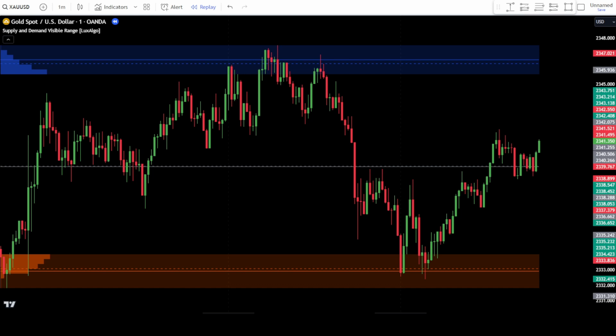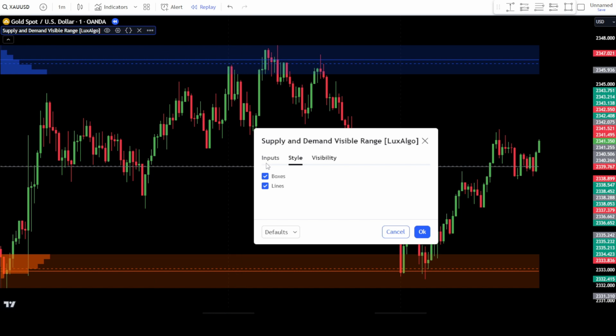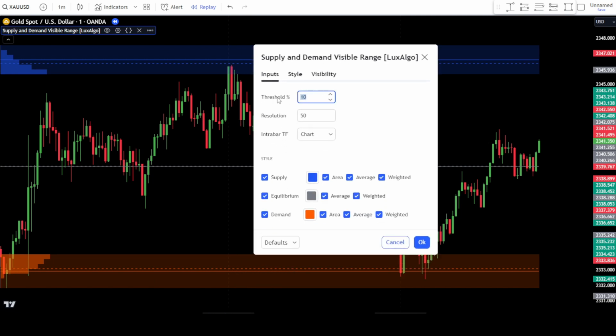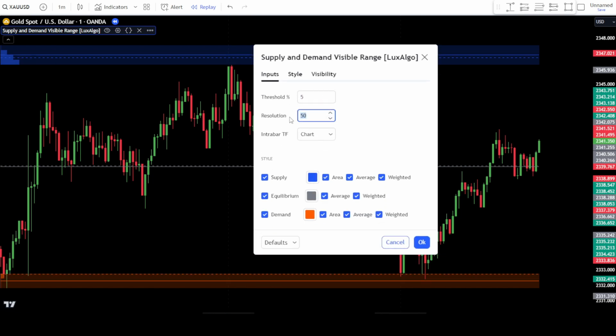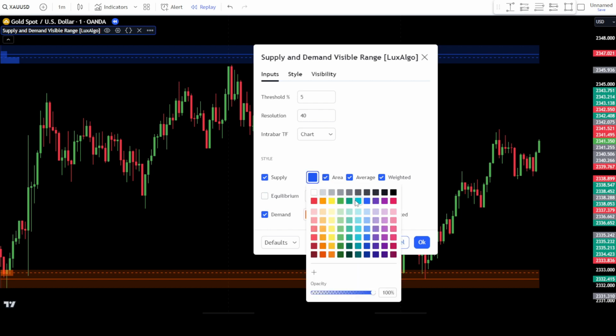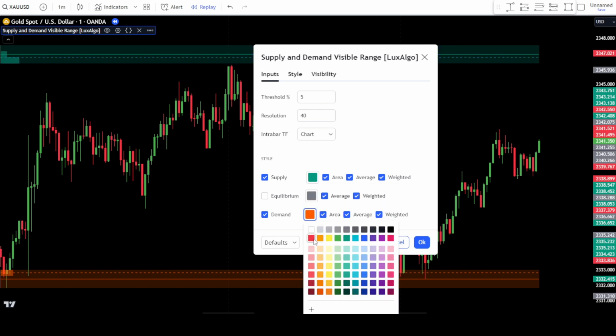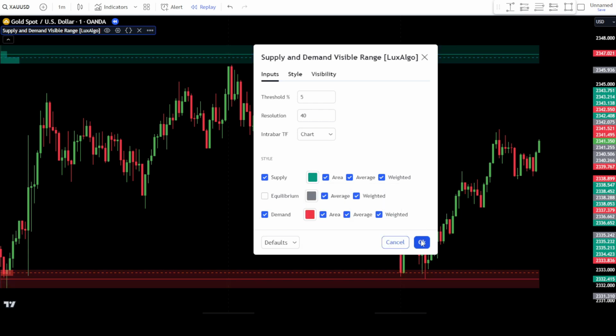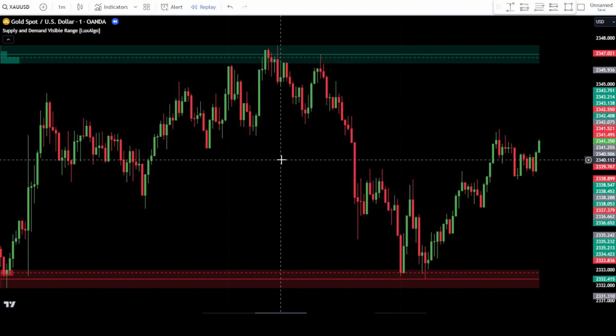Next, go to the Indicator Settings tab. Under the Input tab, change the threshold value to 5. Also, adjust the resolution value to 40. Then, disable the checkbox in the Equilibrium tab. For the colors of the supply and demand zones, customize them according to your preference. Once done, click OK to confirm the changes.